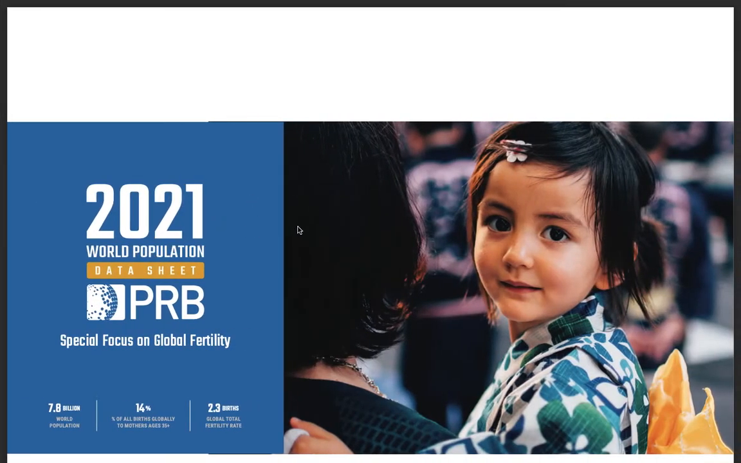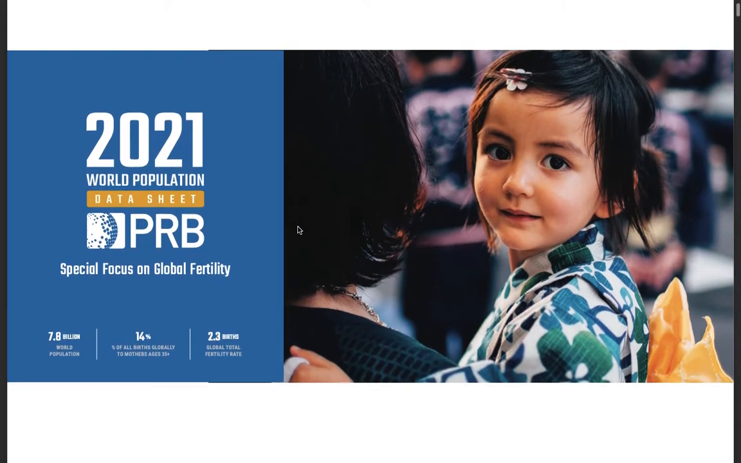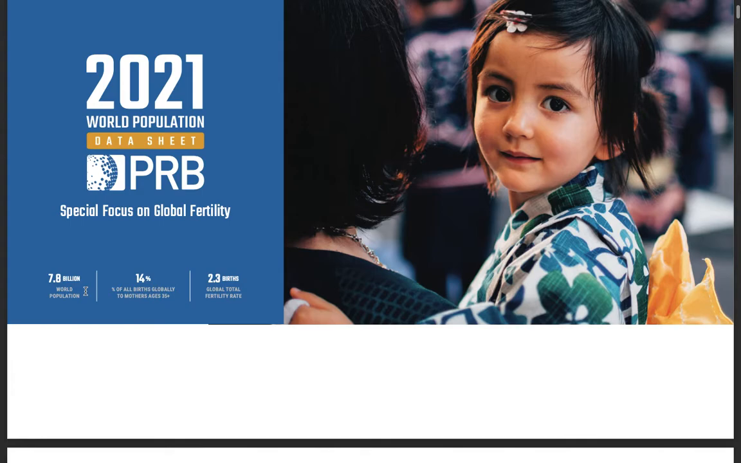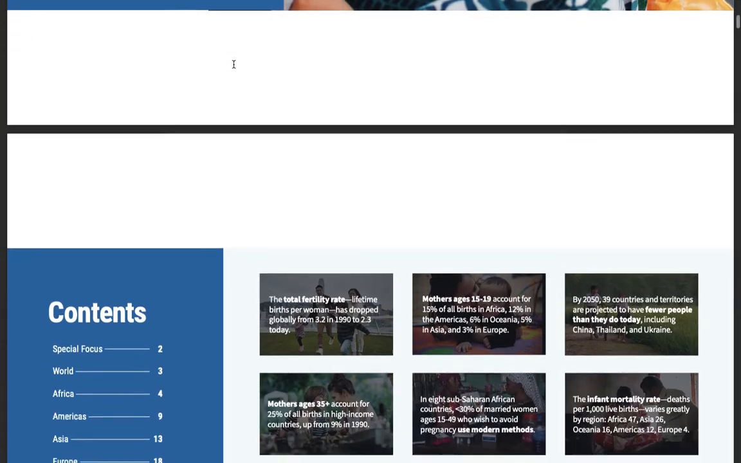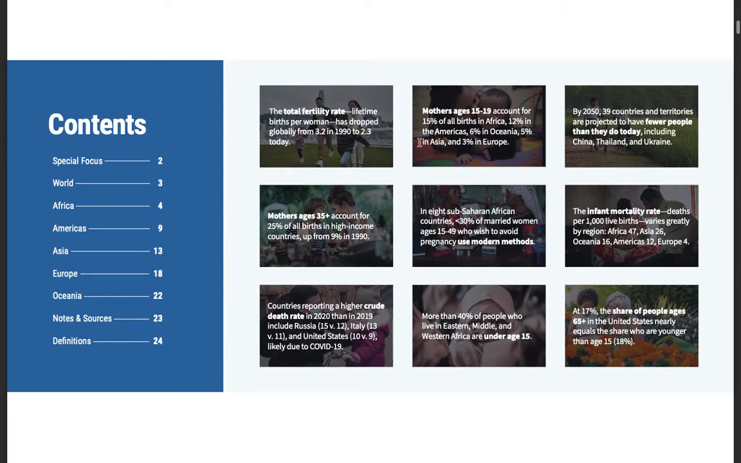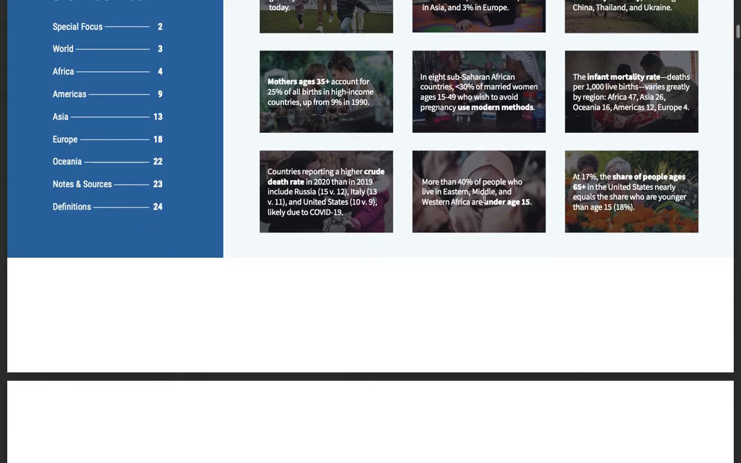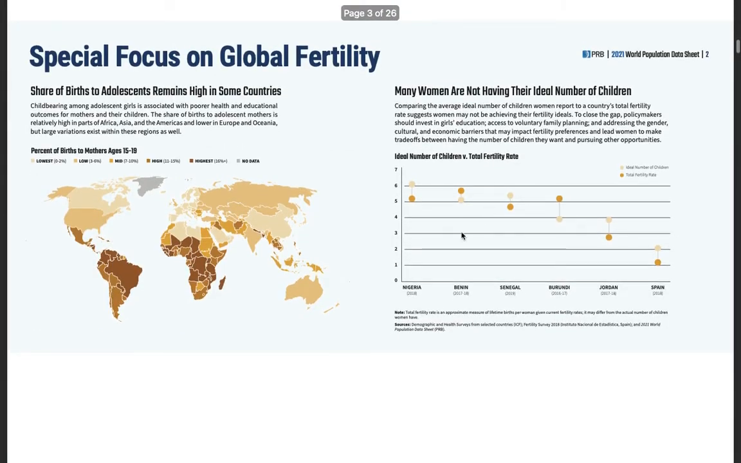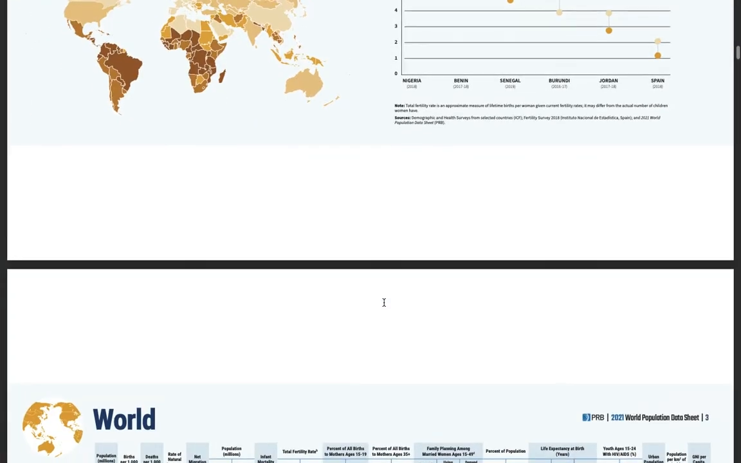It's the World Population Data Sheet 2021, and at the beginning it gives some stats about the world: 7.8 billion people, and global fertility rate 2.3. Gives some cool facts here. Mothers aged 15 to 19 account for 15% of all births in Africa, 12% in the Americas, etc. 40% of people who live in Eastern, Middle, and Western Africa are under age 15. So some interesting stats there. Some focus on global fertility here.